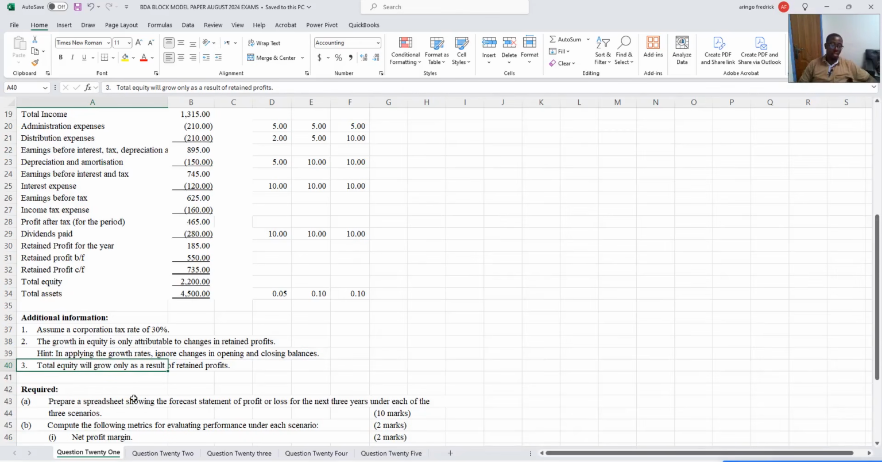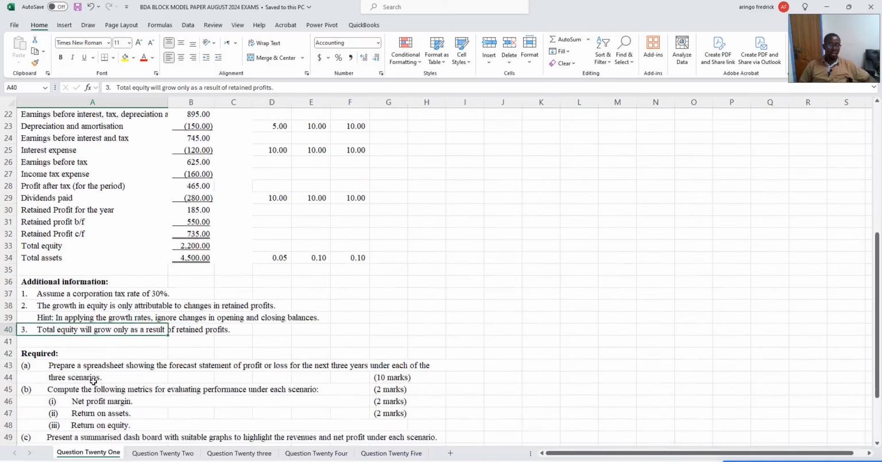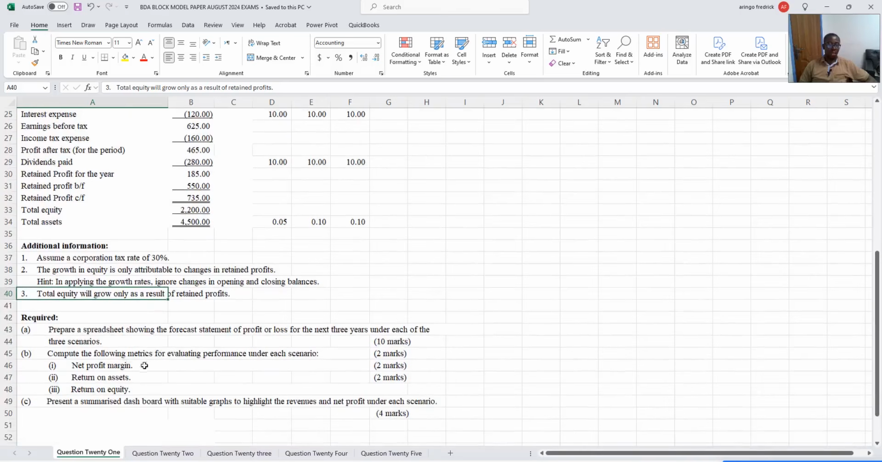We're told to prepare a spreadsheet showing the forecast statement of profit or loss for the next 3 years under each of the 3 scenarios. Compute the following metrics for evaluating performance under each scenario. So remember the concept of ratios. Mwalimu had guided us clearly on the concept of ratios, so here we are being asked for the ratios. Then part C, you are told to present a summarized dashboard with a suitable graph to highlight the revenues and net profit under each scenario.